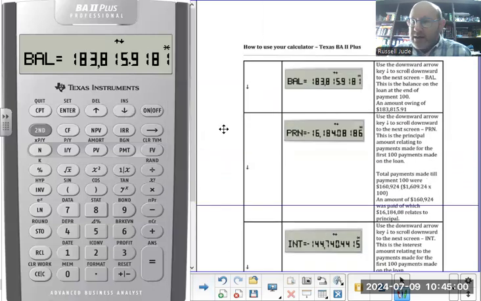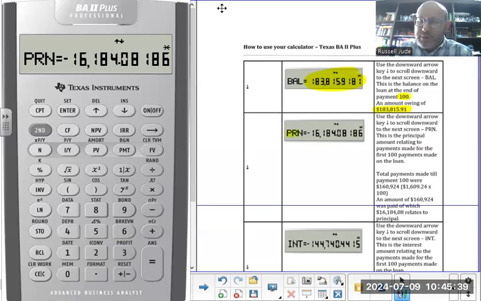Same balance as we saw previously, of course, of 183,815. Why is the balance the same? Because remember, the balance is asking me, what is the balance today? What's today? Payment 100. In the first example, I worked on number 100. Now I'm also working on 100. The balance will be the same. And again, it's a bit of a sorry story that on a loan of $200,000, 100 payments later, I still owe $183,815.